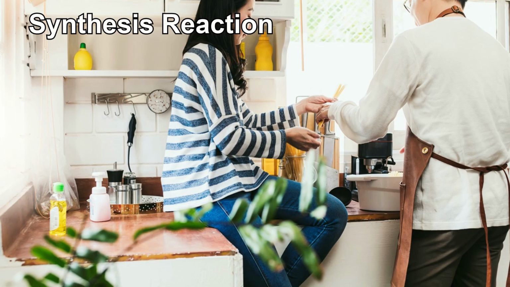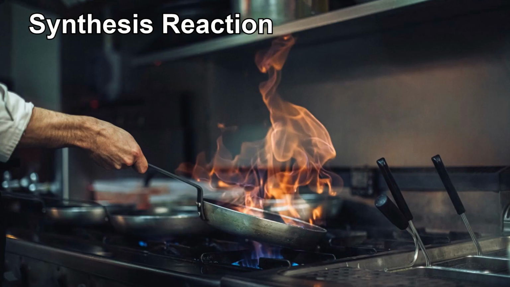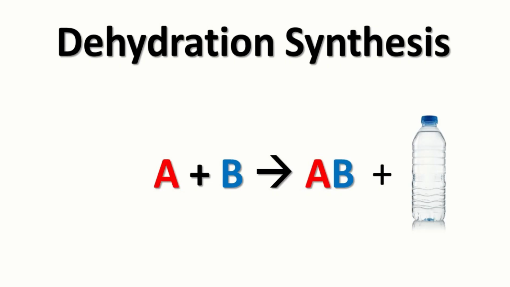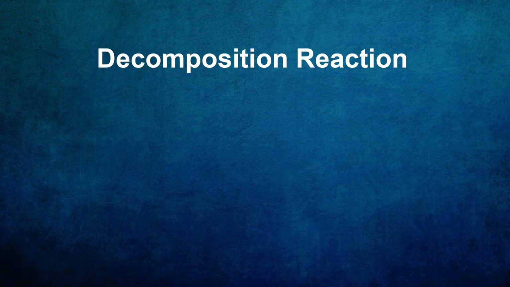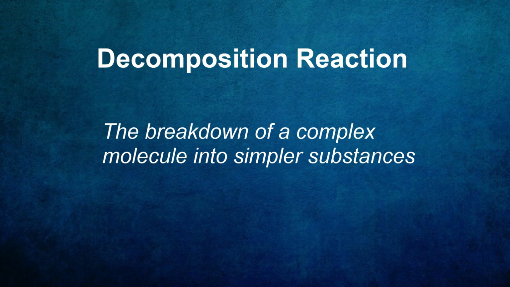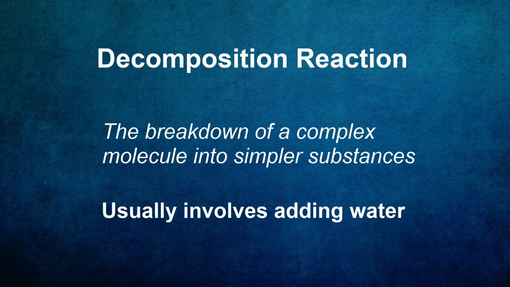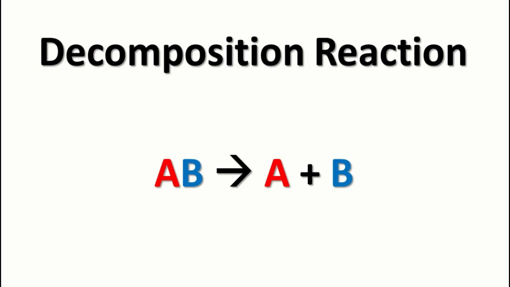Oftentimes, a synthesis reaction can produce a molecule of water when the new bond is formed, and we call this a dehydration synthesis. So in this case, we would take A and B and make AB plus water as a byproduct. Decomposition reactions, on the other hand, involve the breakdown of a complex molecule into simpler substances. This process often involves adding a molecule of water to break a bond. So you can think of decomposition as the opposite of what I just told you about A and B making AB. In this case, you would start with AB and then break it down into both A and B.